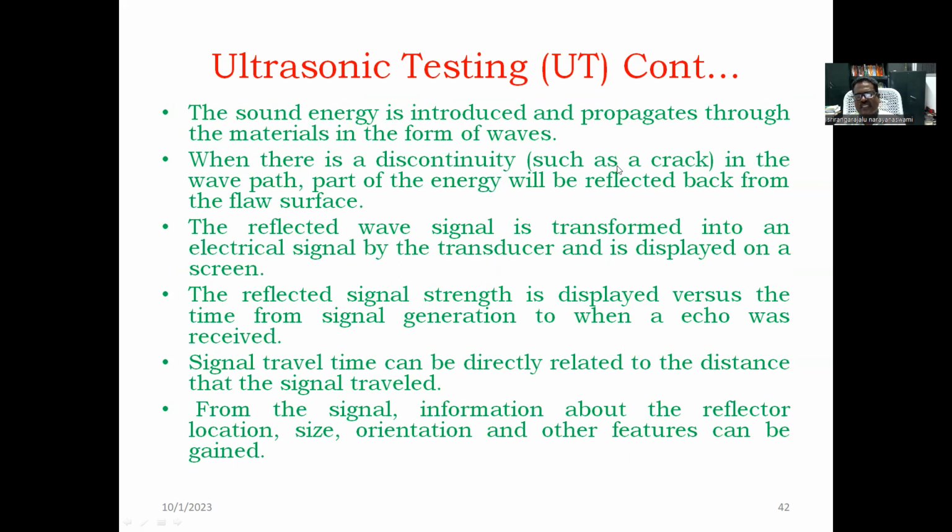When there is a discontinuity, such as a crack in the wave path, part of the energy will be reflected back from the flaw surface. The reflected wave signal is transformed into an electrical signal by the transducer and is displayed on a screen. The reflected signal strength is displayed versus the time from signal generation to when the echo was received. Signal travel time can be directly related to the distance that the signal traveled. From the signal, information about the reflector location, size, orientation, and other features can be gained.